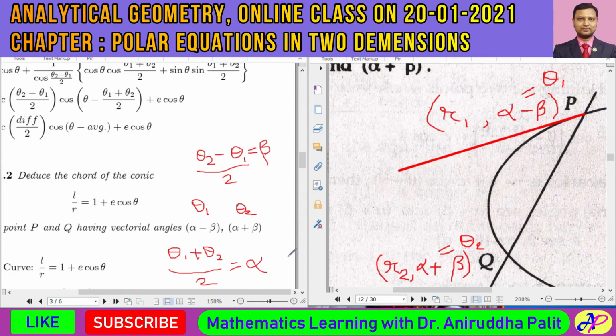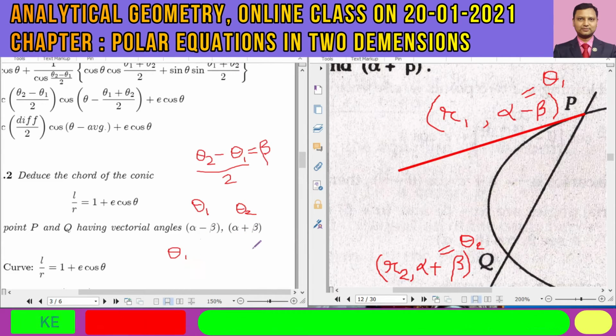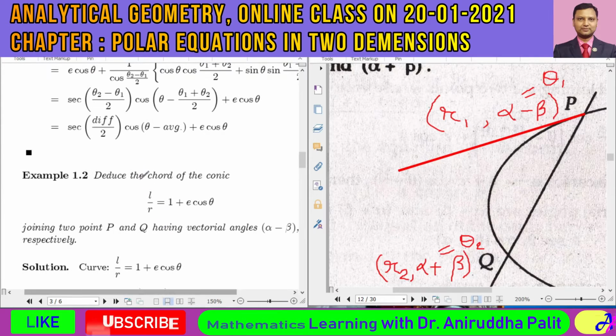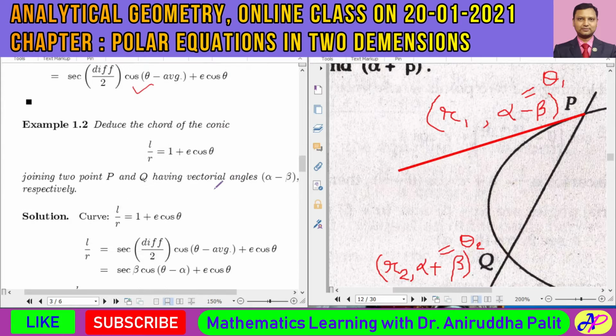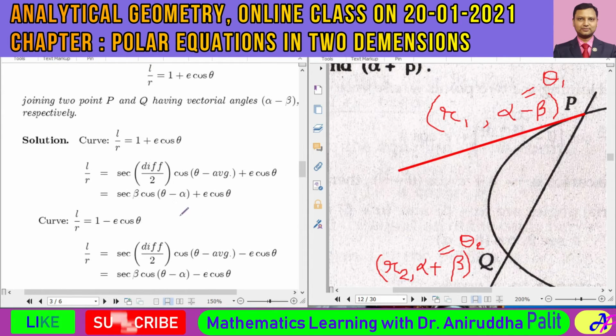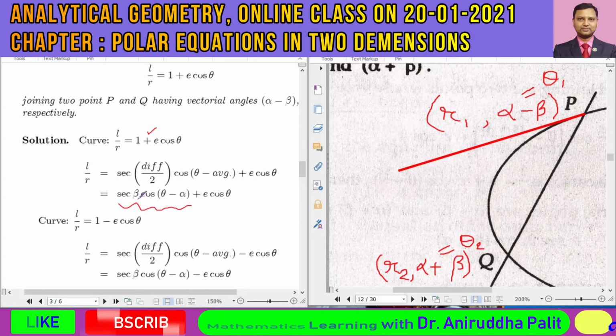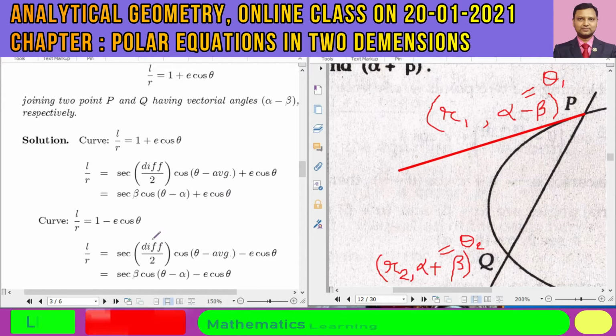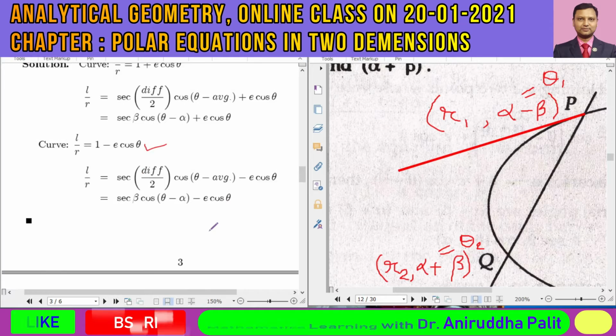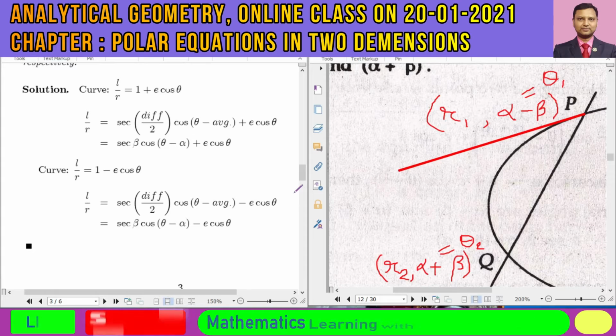Got it? And if we consider this one as theta 1 and this one as theta 2, ultimately, considering this formula for evaluation of the chord, we can write the equation in this fashion. If we have this type of expression L by R is equal to 1 plus e cos theta, then this is the expression: sec of beta, where beta means difference by 2, times cos of theta minus average, average meaning alpha. So this would be the equation of the chord PQ. And suppose the equation of the conic is taken as L by R is equal to 1 minus e cos theta, then accordingly we shall have this minus symbol. That is the difference over here. So that's all about the equation of the chord.